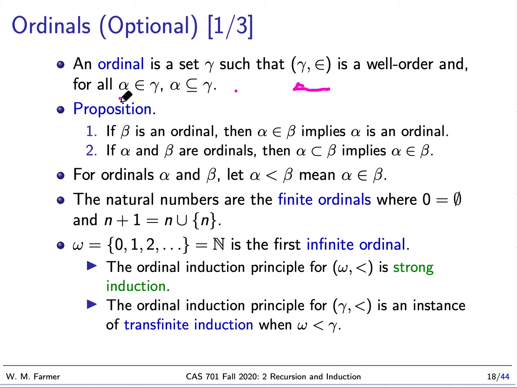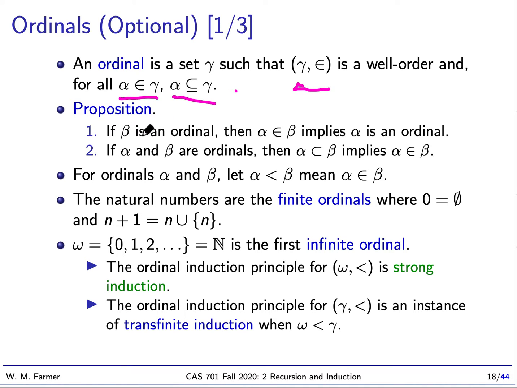And if we take any member of our set gamma, that member will also be a subset of gamma. So this already seems a little strange. So ordinals are sets that have very simple but unexpected properties.